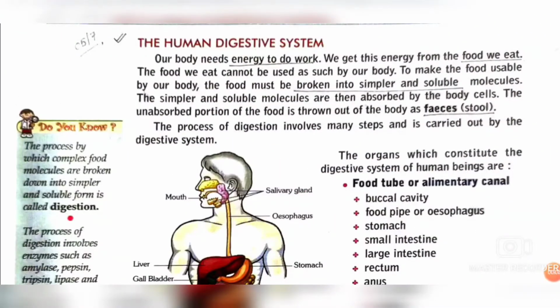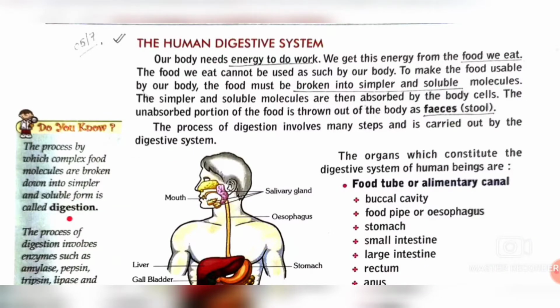Today we will learn about the human digestive system. In this lesson we will learn what digestion is, and the processes by which digestion of food takes place. Also, we will learn which organs take part in this digestion process and how they do this process. Okay, so let's start today's lesson.